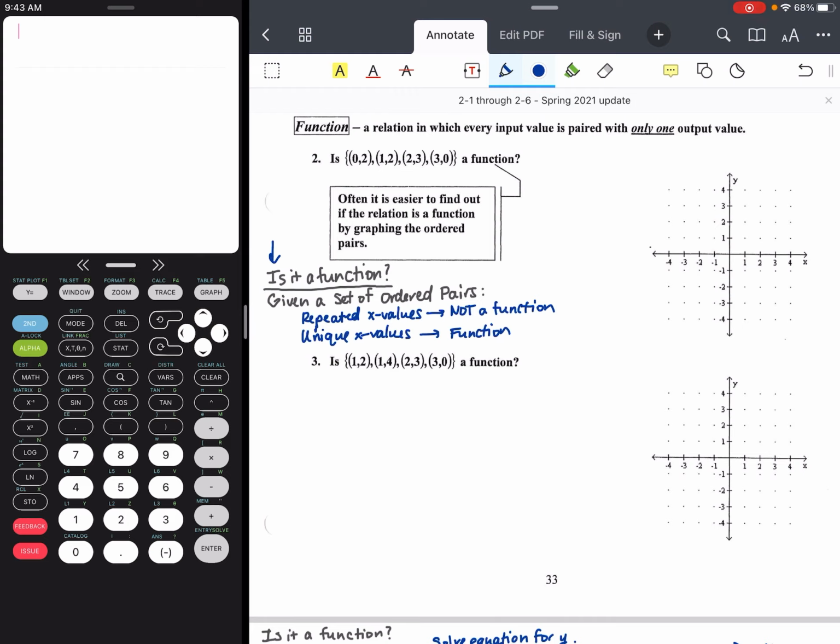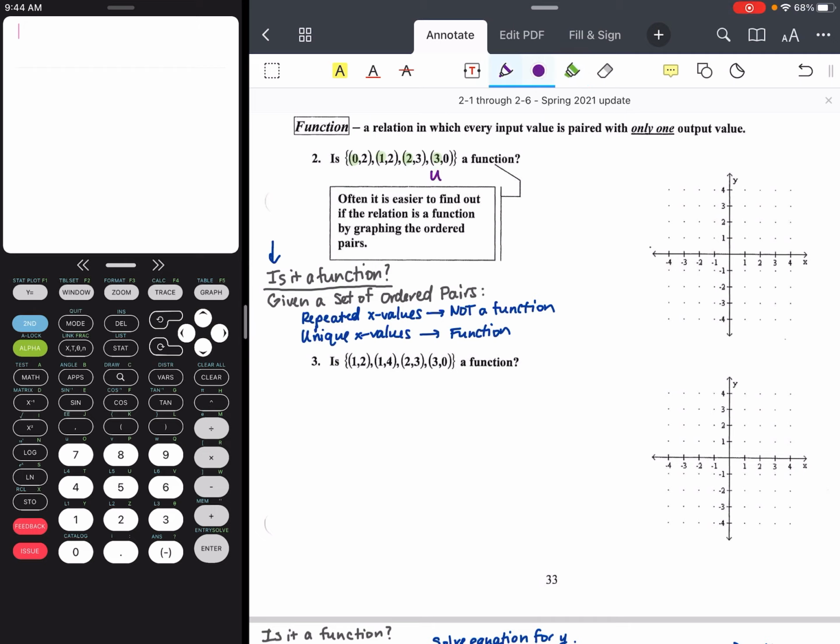There are different ways that you can see a relation expressed. One is as a set of ordered pairs. So if you're asked, is this a function, and you're given a set of ordered pairs, the way that you can figure out if it's a function is if you have repeated x values, then it's not a function. If you have unique x values, then it is a function. So looking at number 2, I'm just going to focus on my x values. I have the set of ordered pairs (0, 2), (1, 2), (2, 3), and (3, 0). So looking at my x values only, 0, 1, 2, and 3.